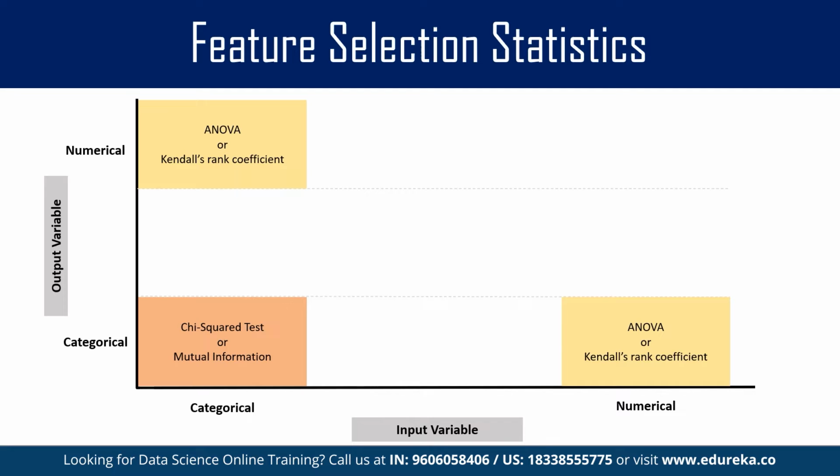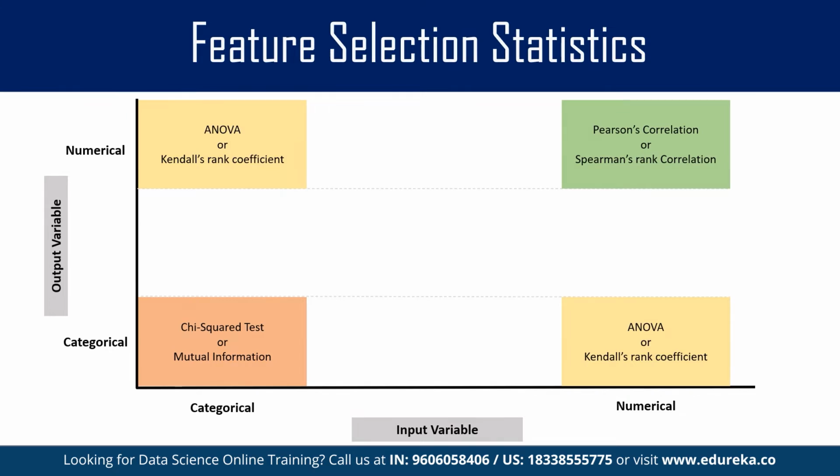If both the input and the output variable are numeric, we can apply Pearson's coefficient or Spearman's rank correlation. These statistical tools are deployed in the model and it really depends upon the data set that we are working with and the data types that we have in the data. So this is an overall view of the statistics that we will use in different data sets to select the best features and train the models.